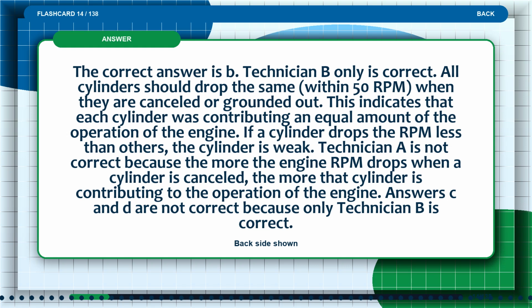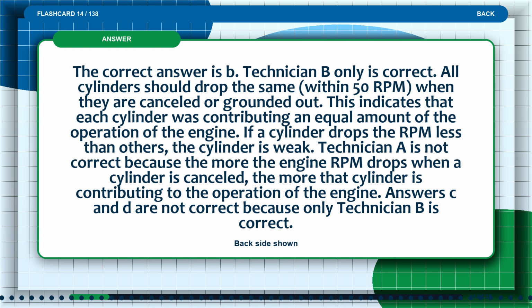The correct answer is B. Technician B only is correct. All cylinders should drop the same, within 50 revolutions per minute, when they are cancelled or grounded out. This indicates that each cylinder was contributing an equal amount to the operation of the engine. If a cylinder drops the RPM less than others, the cylinder is weak.